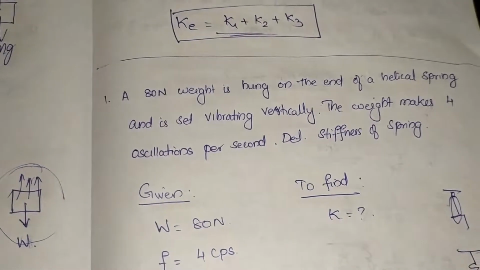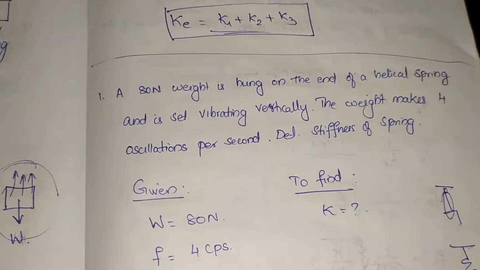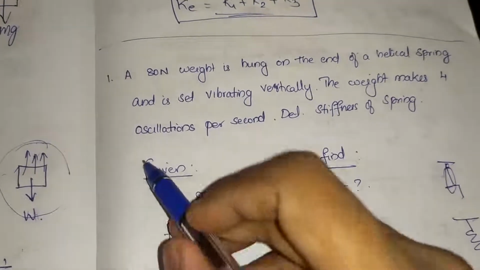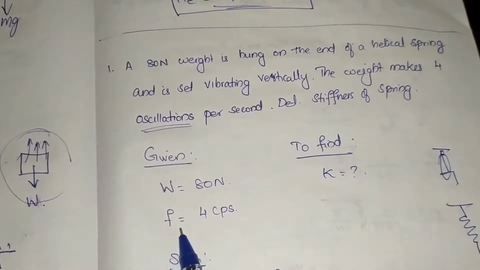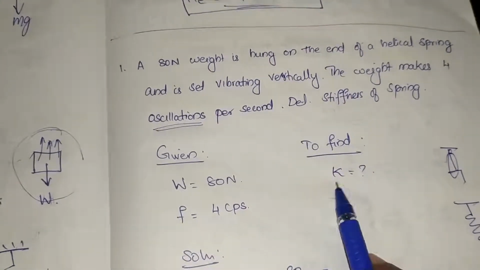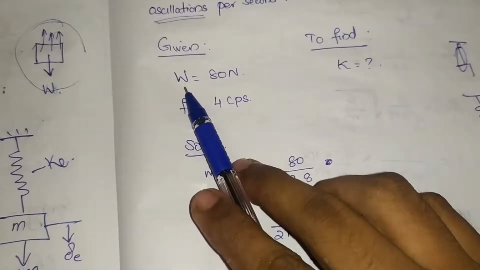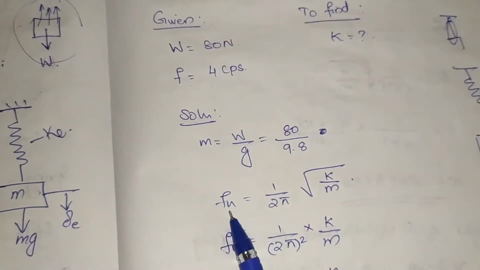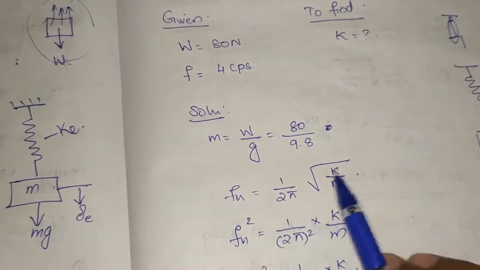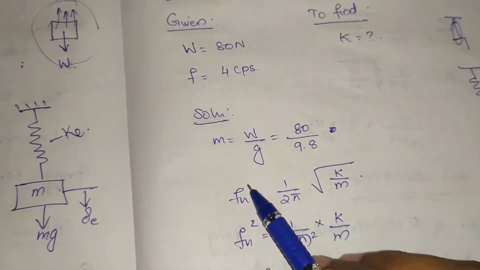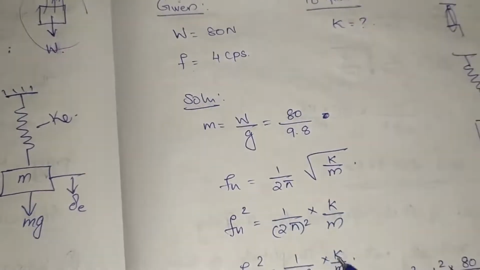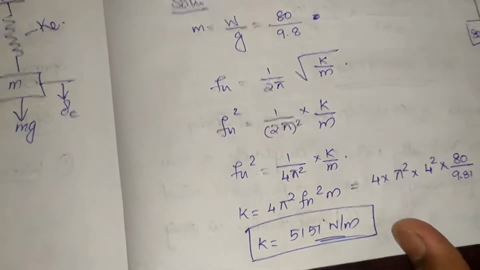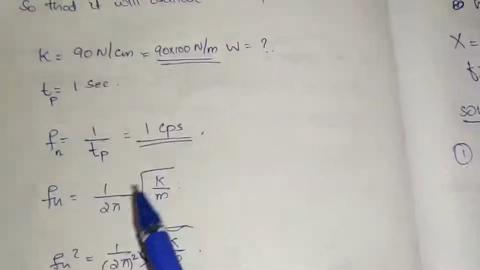The weight makes 4 oscillations per second, which is called the frequency. You need to find out K. They have given weight 80 Newton, so make it into mass, W by g, which is 80 by 9.8. Fn, as we already derived, is 1 by 2 pi root of K by M. You know M, and the frequency is 4 cycles per second, so you will get the value of K as 5151 Newton per meter.